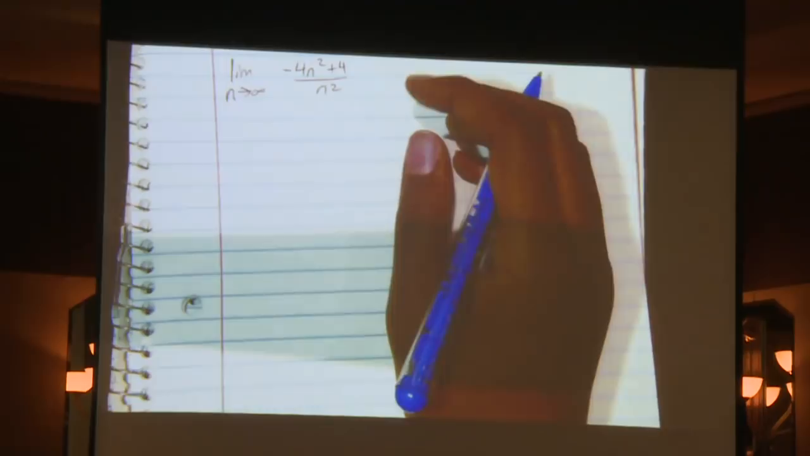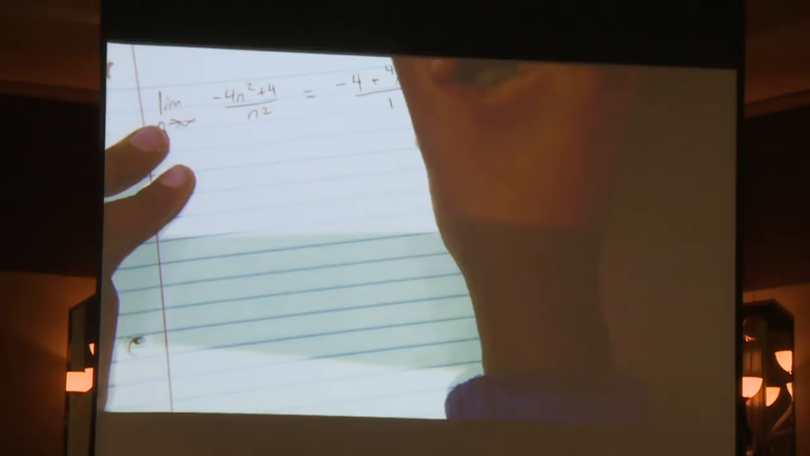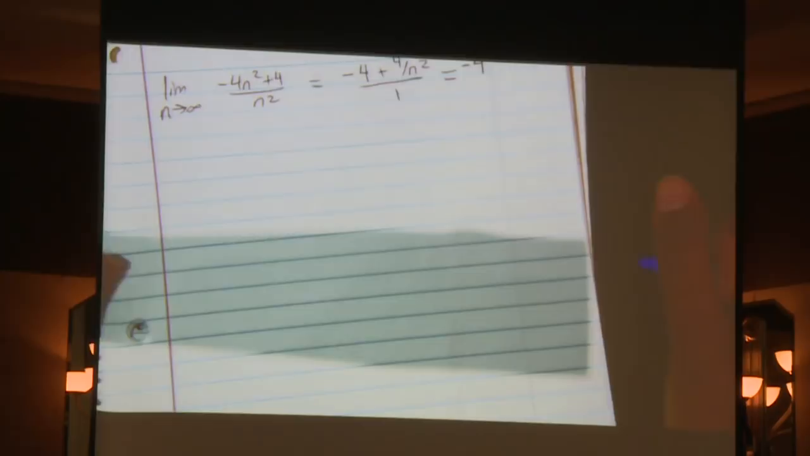The limit as n approaches infinity of negative 4 n squared plus 4 over n squared. So I'm going to divide everything by my highest exponent, which is n squared. Gives me negative 4 plus 4 over n squared over 1. If I plug in infinity, that goes to 0, so I end up getting negative 4. Questions?